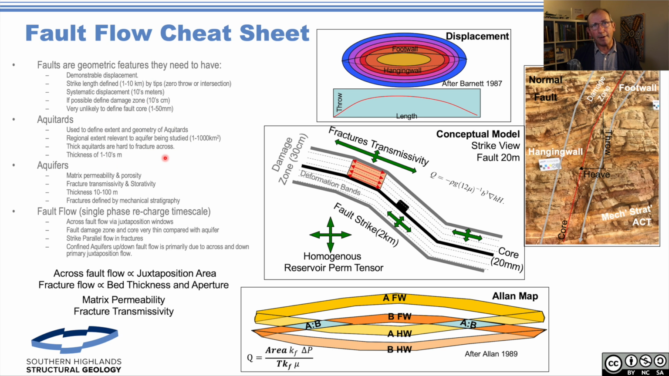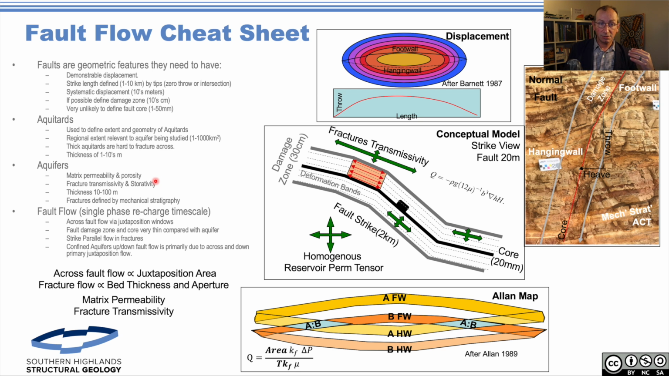Aquitards, map them back in a sequence stratigraphic framework. They need to be regionally extensive, and they're likely to be tens of kilometers square in area. Probably, depending on the area, 1, 10, 20, 50 meters thick. And it's important to work out how thick they are.